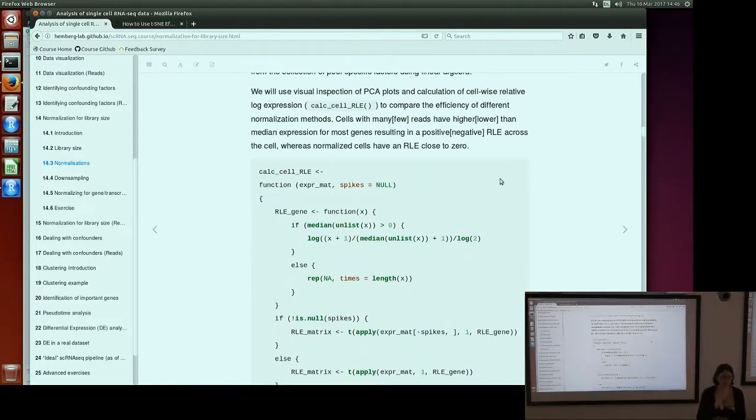And then you will take the median of that across all of the genes for that cell. If your cells are well normalized, you'll have about 50% that will be above the median and 50% below the median. So the median across all of them will be close to 0. Whereas if you have badly normalized cells, then you'll have a surplus of gene expression values that are above the median, which will give you a positive, or a surplus of genes below the median, which will give you a negative RLE score.